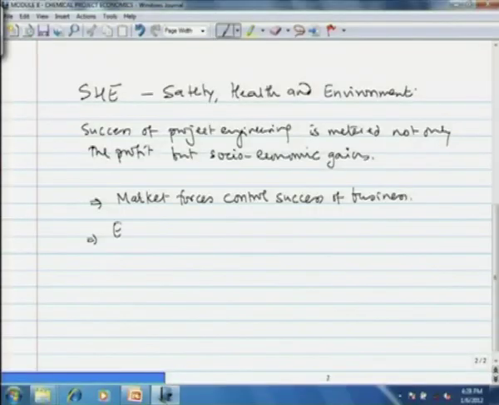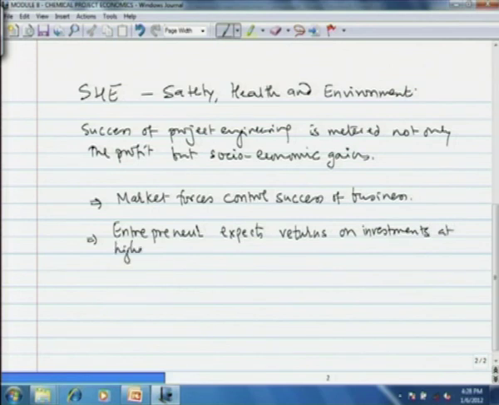Entrepreneur expects returns on investment at a higher rate than given by banks.